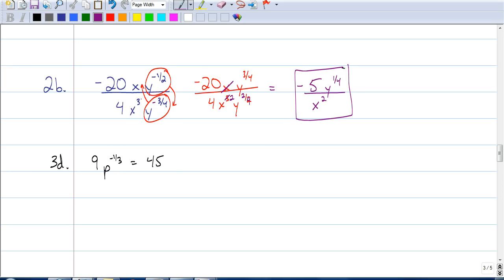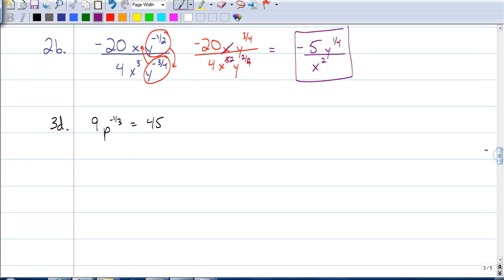So when you look at your worksheets, 2A and then C and D will all be kind of similar to this one. Now let's look at 3D. 3D, this is where we're going to solve this equation. We could do this without a calculator. I want to get my P by itself, so I'm going to divide both sides by 9.